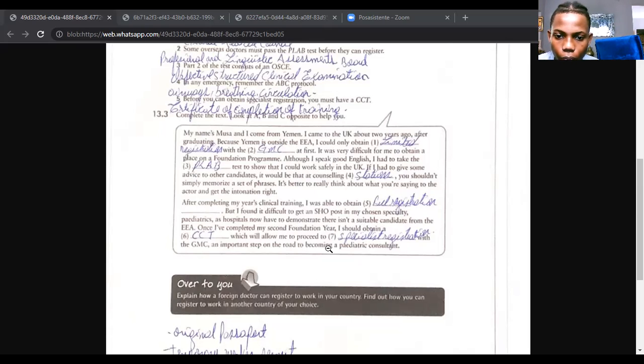After completing my year of clinical training, I was able to obtain full registration, but I found it difficult to get a CHO post in my chosen specialty, pediatrics, as hospitals now have to demonstrate there isn't a suitable candidate from the EEA. Once I've completed my second foundation year, I should obtain a CCT, which will allow me to proceed to specialist registration with the GMC, an important step on the road to become a pediatric consultant.